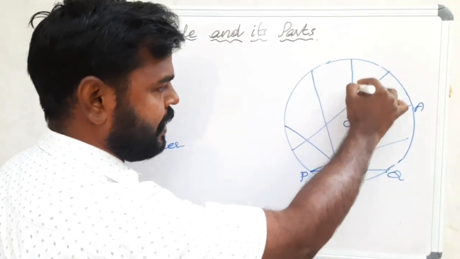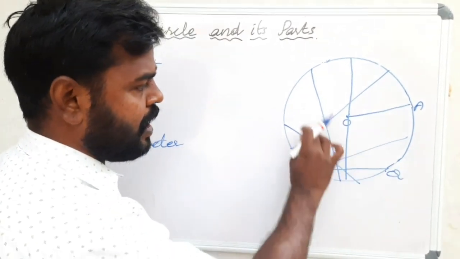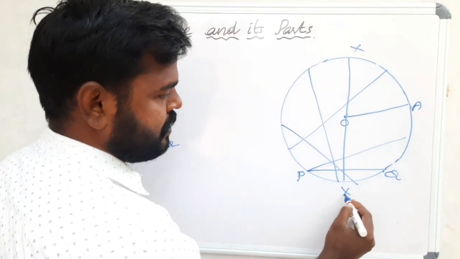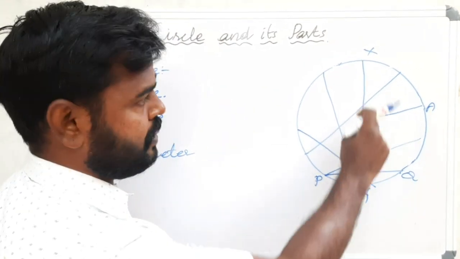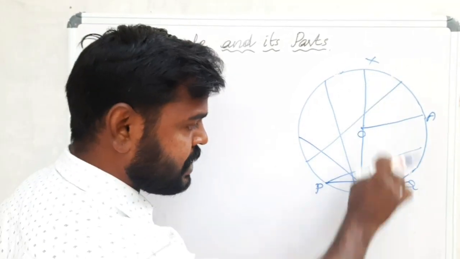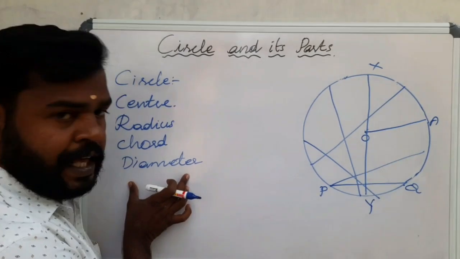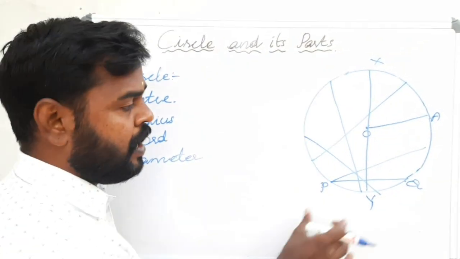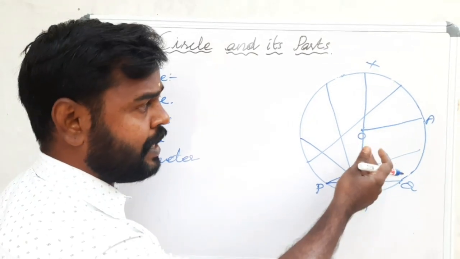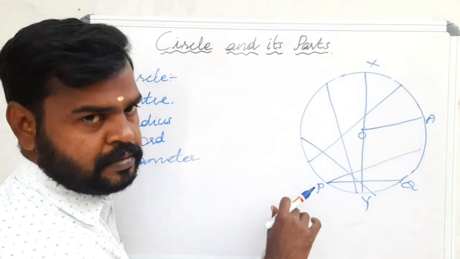Now diameter: a chord which passes through its center is called a diameter. These are all chords, but here XY is the chord passing through the center. So this chord is called a diameter. Note the point: all diameters are chords, but not all chords are diameters.